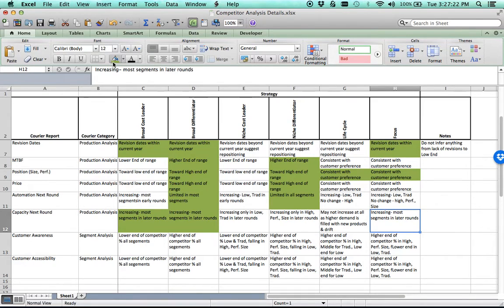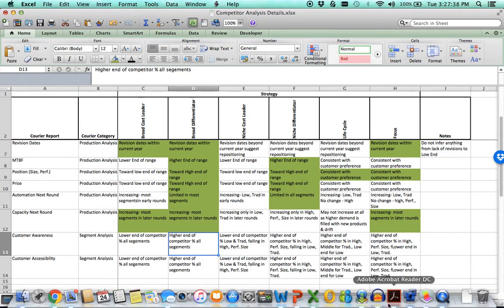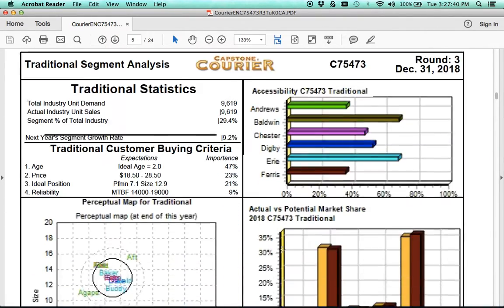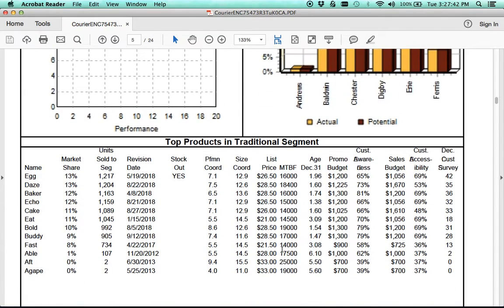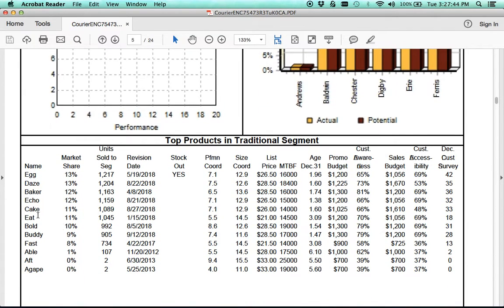So they could be any of these. So then customer awareness and accessibility, you're looking for whether they're at the lower or higher end and whether they're that across everything or only across certain things. And for that, you have to actually go look at each of the products separately. So let's look over here at their customer awareness and in the traditional segment. And again, we're looking at D, so that's days.